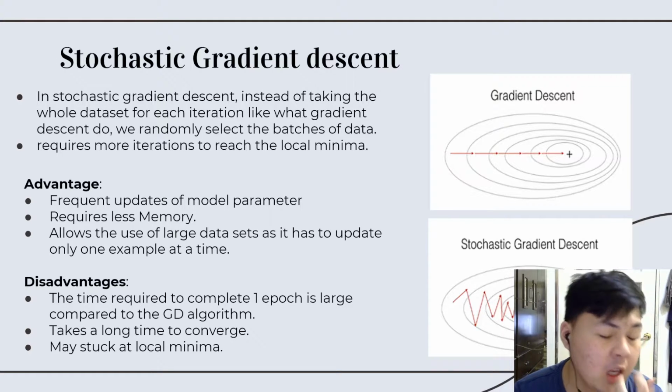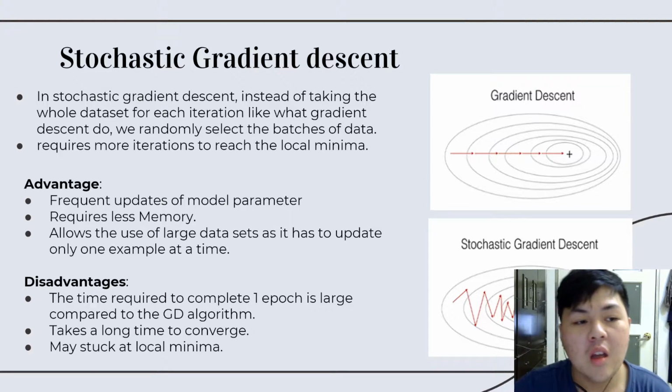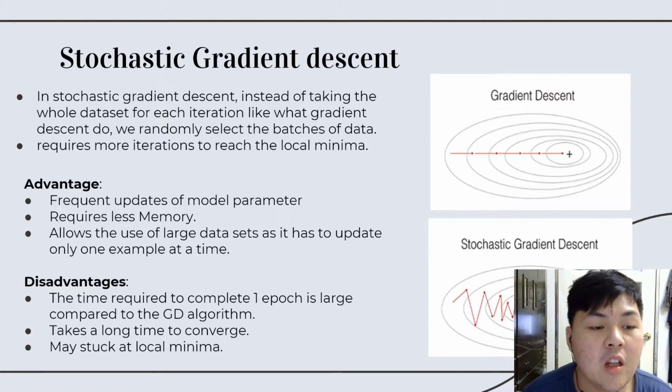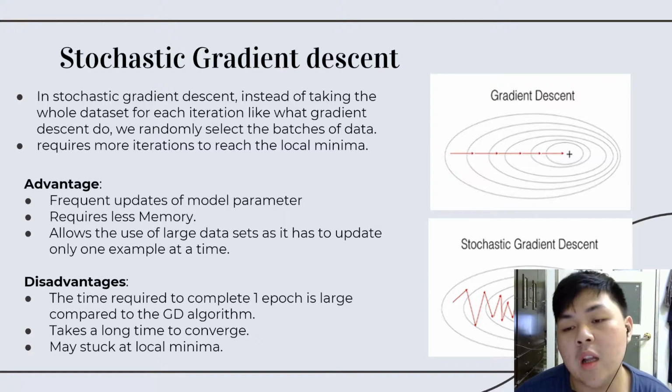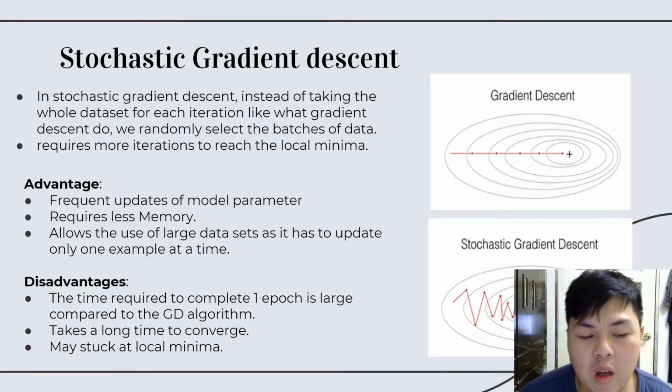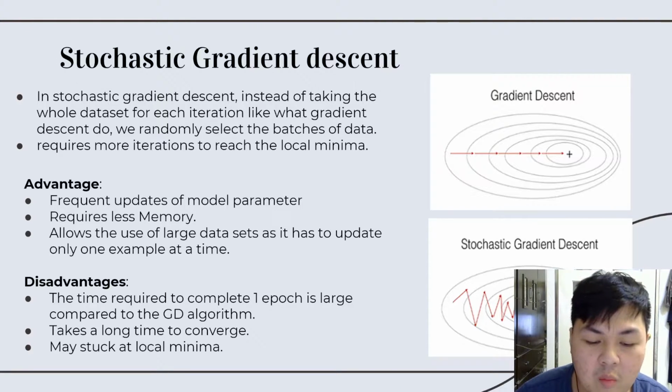The advantages and disadvantages of SGD: the advantages are frequent updates of model parameters, it requires less memory, and it allows the use of large datasets as it has to update only one example at a time. But the drawbacks are that the time required for completing one epoch is large compared to the GD algorithm, and it takes a long time to converge and may get stuck at local minima.